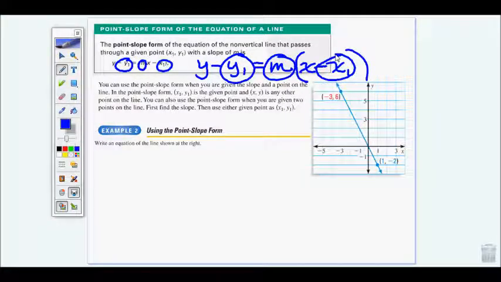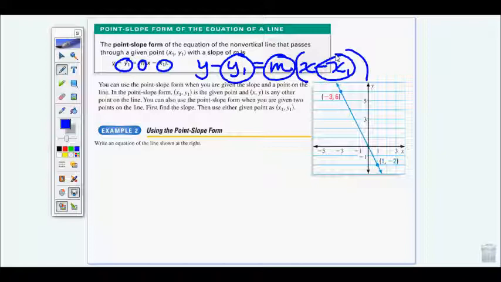Okay? So in this one, I'm having a really hard time seeing the graph. In this one, they're giving me the point (-3, 6), and they're giving me the point (1, -2). I could go ahead and use rise over run, or I could use the slope formula, whichever one you feel more comfortable with.